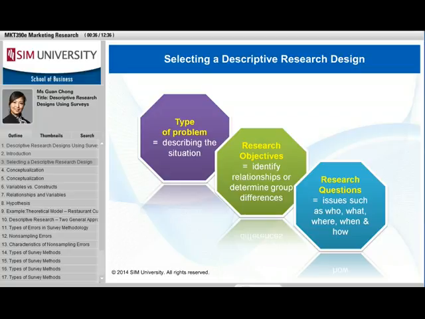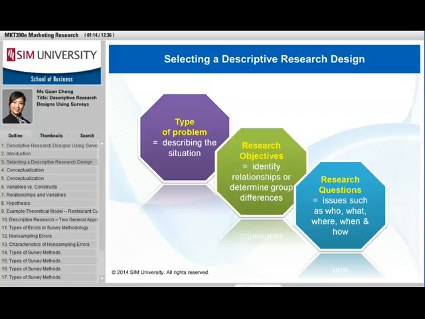Determination of whether the research design should be descriptive is based on three factors. First, the nature of the initial decision or problem. Second, the set of research questions. And third, the research objectives. First, when the nature of the initial research problem or opportunity is either to describe specific characteristics of existing market situation or to evaluate current marketing mix strategies, then descriptive research design is an appropriate choice.